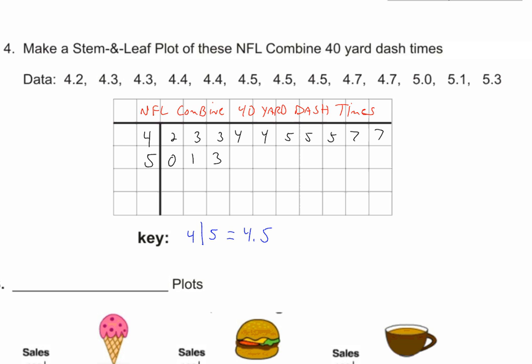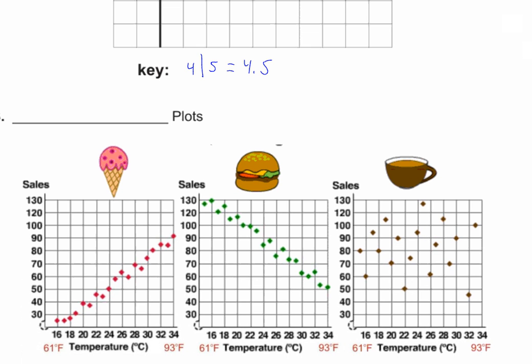Right. Questions on that? Anybody? Aaron? You do not. Your key takes care of the fact that it's a decimal. You do not include the decimals in your actual stem and leaf plot. The key takes care of it. Any other questions on that one? All right, B are scatter plots.